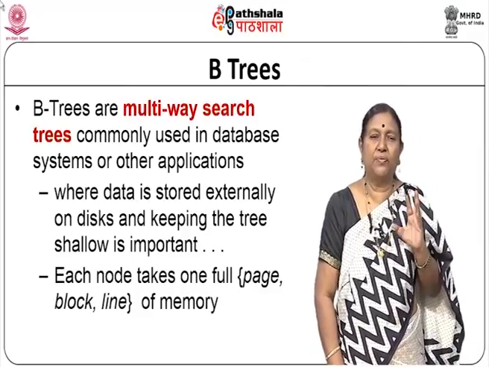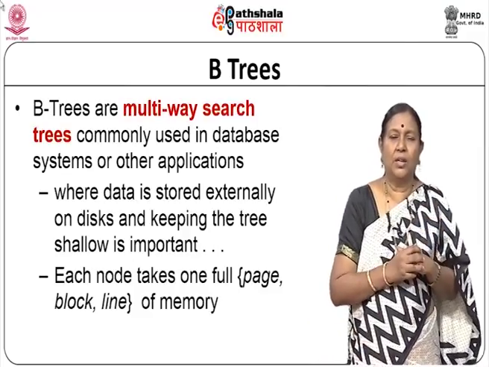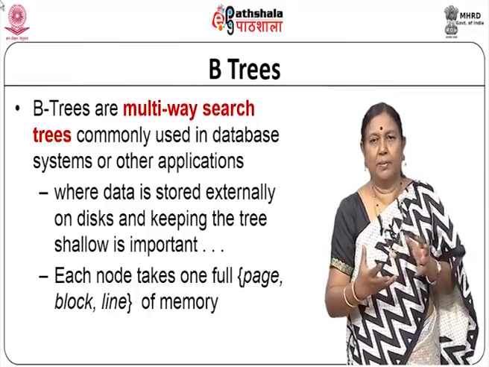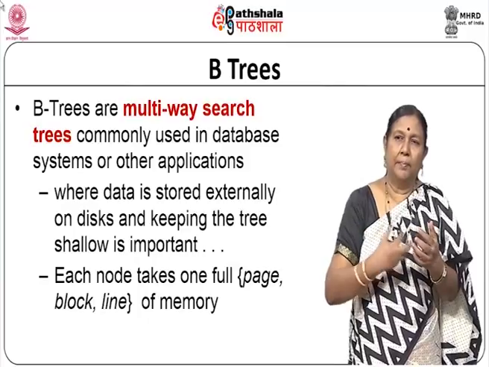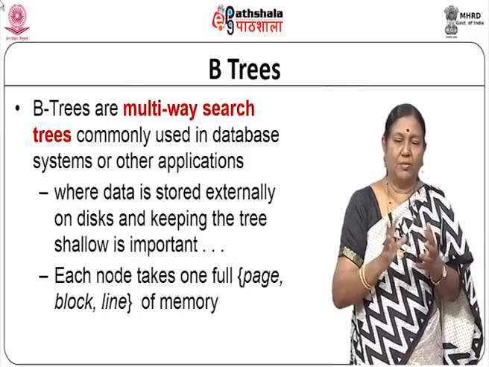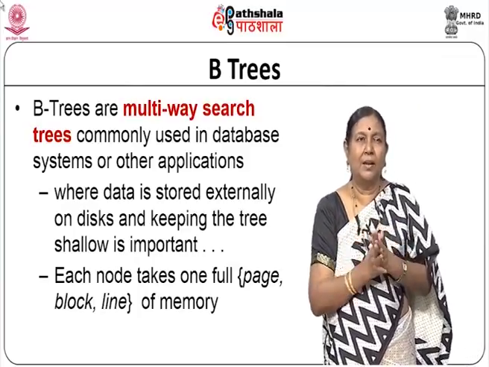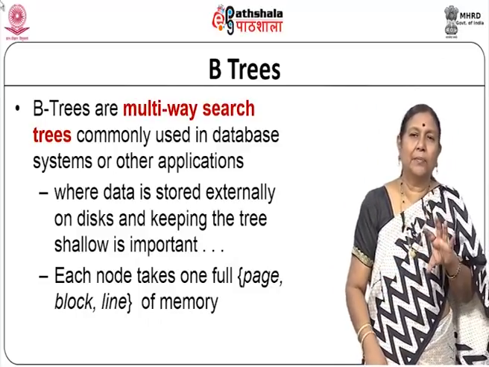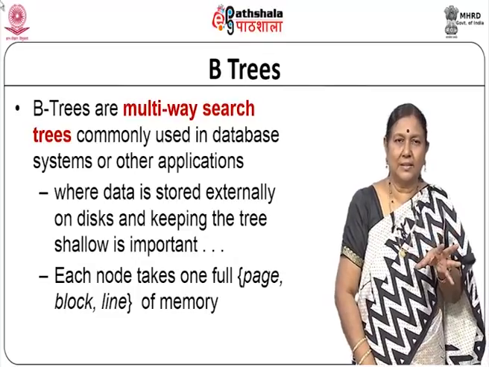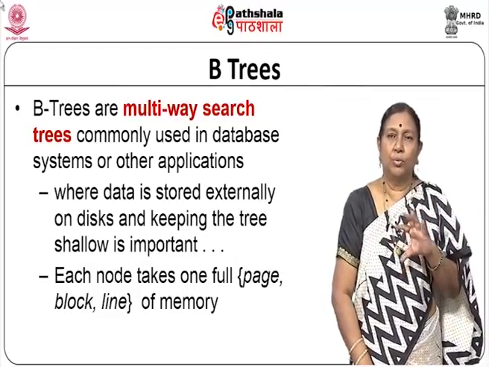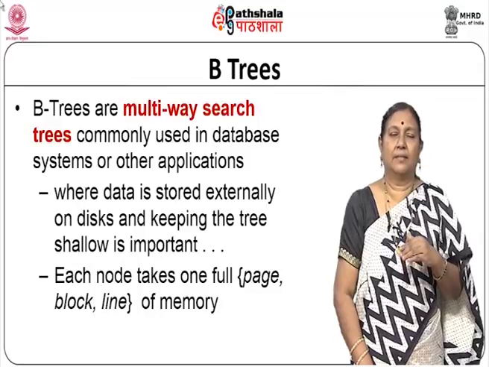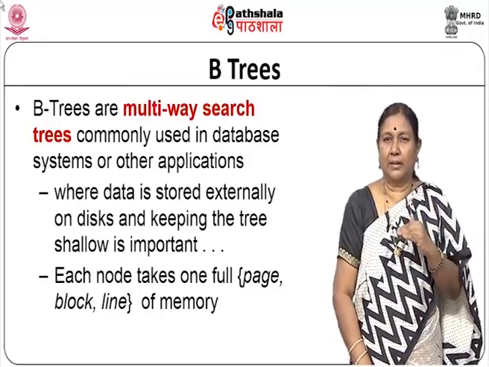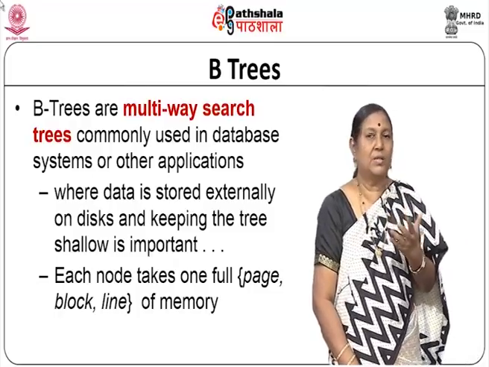Normally a node takes one full page, for example a block or line of memory, so that you know the page read, block read and those types of operations. This is to see the efficiency of memory operations. So, this is important. A B tree is a data structure that is directly applicable to databases, where the memory operations and the efficiency of accessing those things are important.